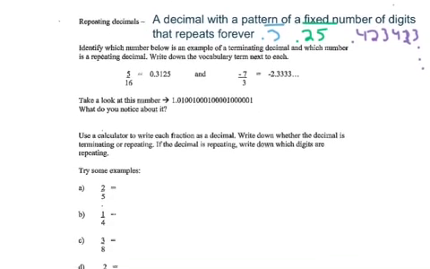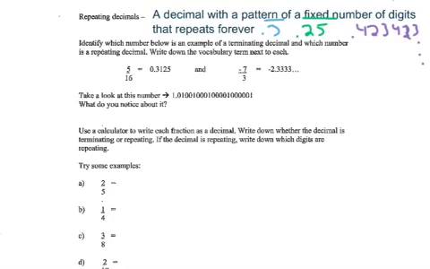So down here it says identify which number below is an example of a terminating decimal and which number is a repeating decimal. Write down the vocabulary term next to each. So, anytime you are given a fraction like you are here, first divide that in your calculator, and remember you always type in your numerator first. So if you take 5 and divide it by 16, you would get this value. It's 0.3125. This decimal stops, therefore it is terminating.